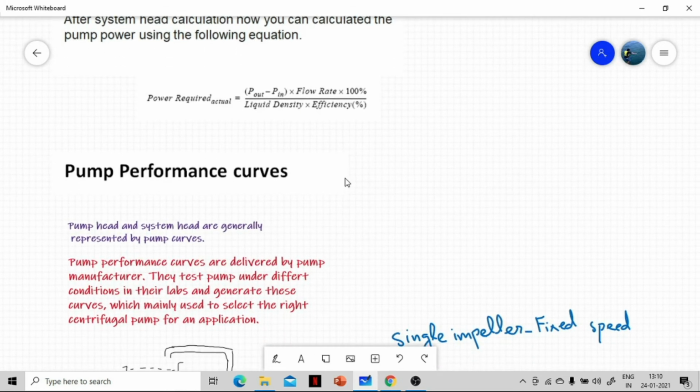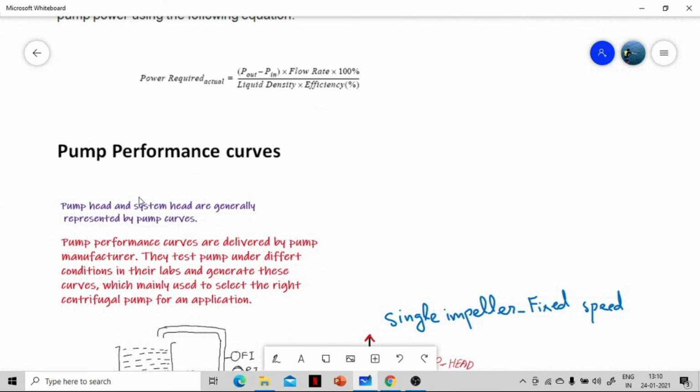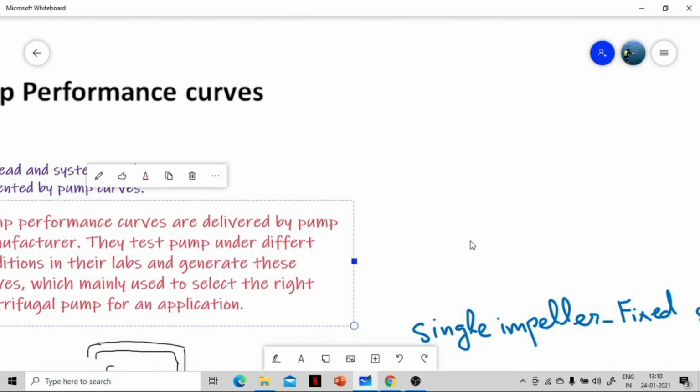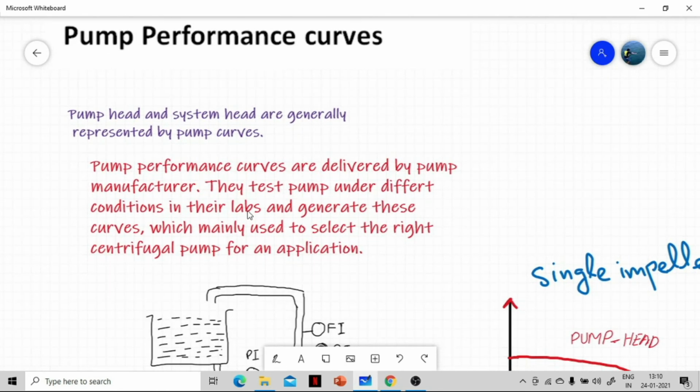After that, we will discuss the pump performance curves. Pump head and the system head, these two are plotted in terms of curves. Pump performance curves are usually delivered by the pump manufacturer, and they test the pump under different conditions in their labs and generate these curves, which are mainly used to select the right centrifugal pump for an application.